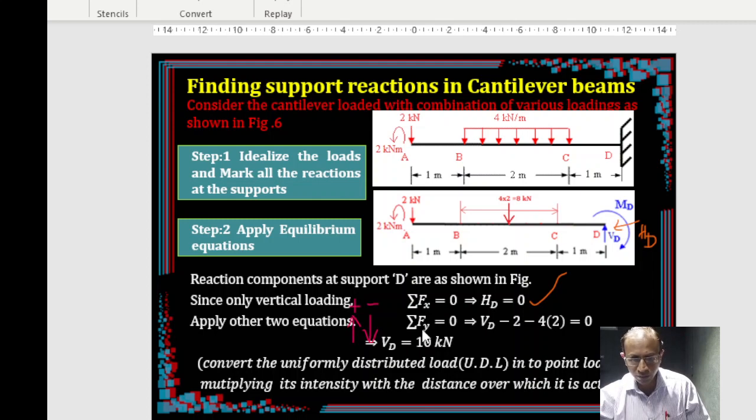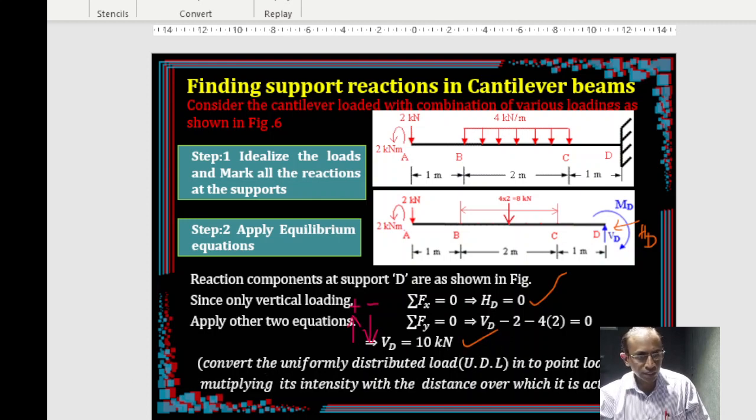0 equation, which means you have to use the sign convention. So upwards positive, downwards negative. As I said earlier, it doesn't matter, you can even take downwards positive, upwards negative, but you still get the same solution. So VD you have to assume upwards, so VD plus and minus 2 is one concentrated moment, which does not come. A moment should not be brought into Fy, right? Y direction forces only we are using, 2 and 4 times 2, that is 8. So you got the VD value straight away.